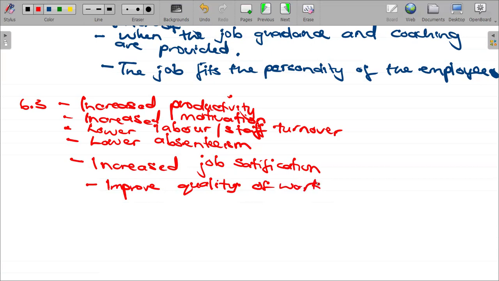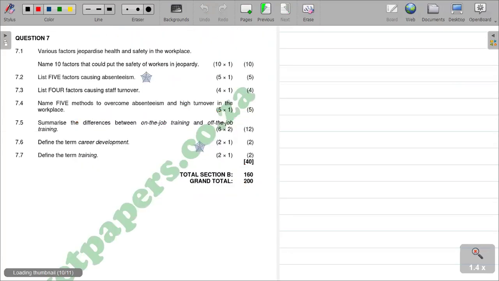So these are the advantages of implementing job enrichment at work. There will be increased productivity, increased motivation, lower staff turnover, lower absenteeism, increased job satisfaction, as well as improvement in quality of work. So let's move on to the next question, which is the last one.